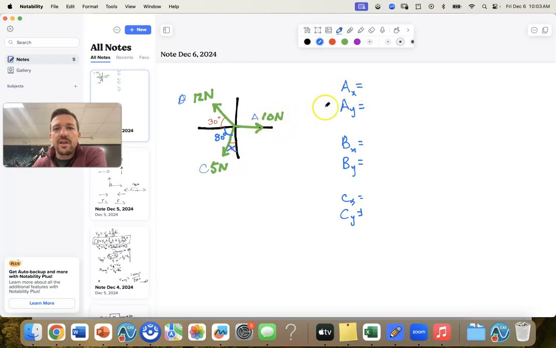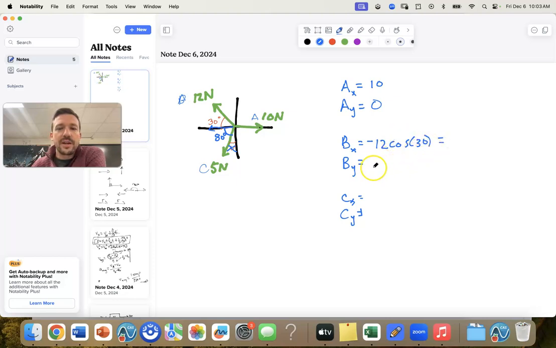So for the A, the horizontal is a positive 10 because it goes in the positive direction. And there is no Y. It doesn't go up or down in any way, right? It's just moving to the right. Okay, let's do B. B, the X one, the horizontal one, would be in the negative direction, so I need to put a negative, right? And it's going to be 12 cosine of 30.